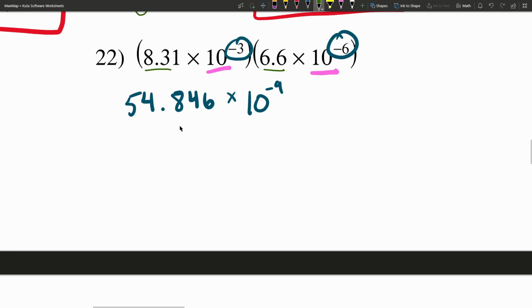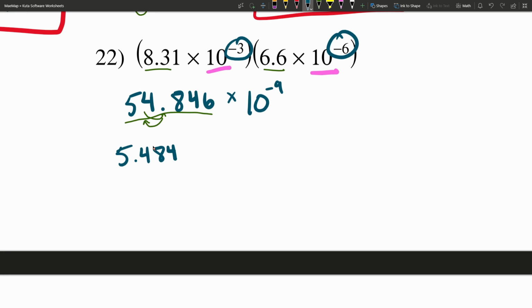Now I'm going to rewrite 54.846 in scientific notation, and then I can combine my bases of 10 together. So I would need to move the decimal place 1 to the left to write it in scientific notation, which means that if it was in scientific notation, I would have to move the decimal 1 to the right to get back to standard notation. So that's the same as multiplying by 10 to the first.